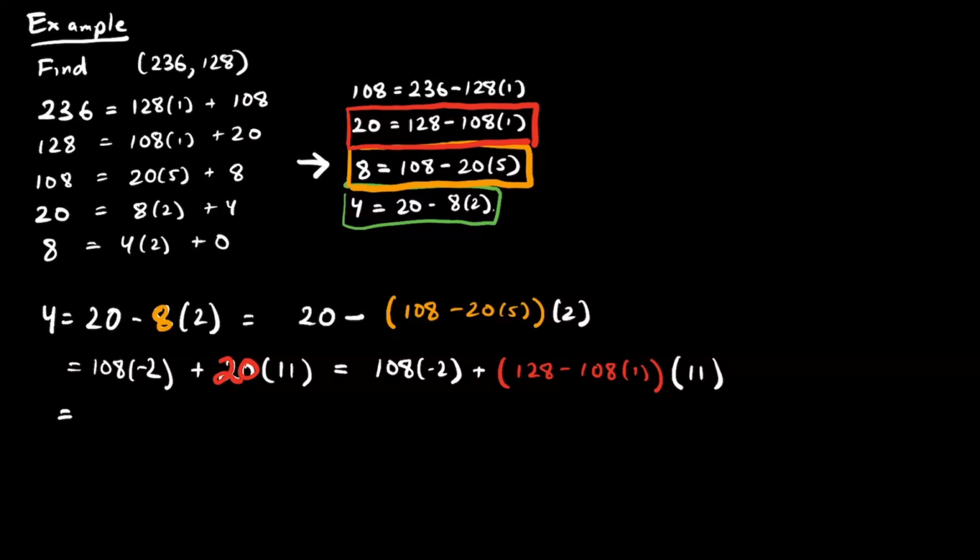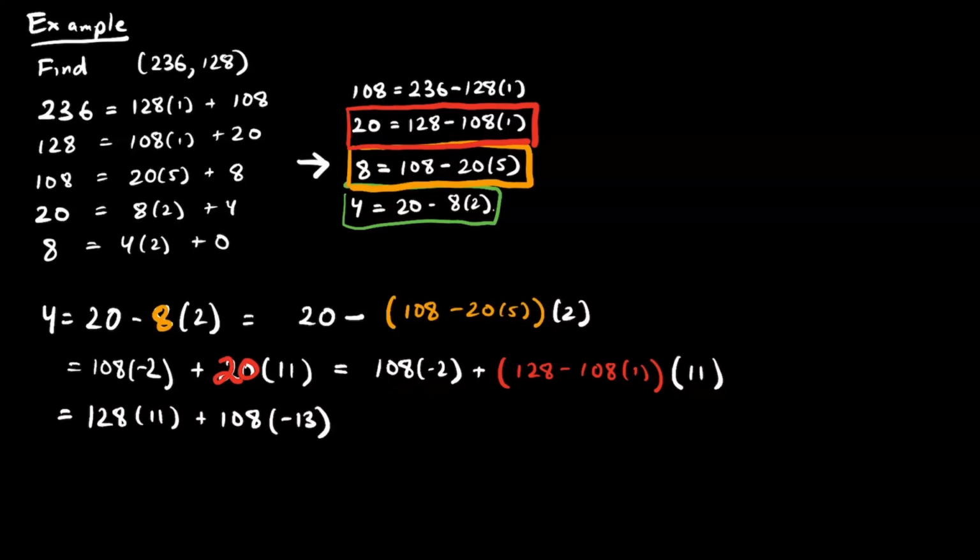When I rewrite this, let's first look at how many 128s I have. I notice that I have 128 times 11. So I have 11 copies of 128, so I'll write 128 times 11. And then I want to ask myself, how many copies of 108 do I have? Well, let's take a look. I have negative 2 copies of 108 here, and then I'm going to have negative times 108 times 1 times 11. So I'm going to have negative 11 copies of 108 over here. So I have negative 2 copies here, negative 11 copies here, so that's going to give me 108 times negative 13. There's a total of negative 13 copies of 108.